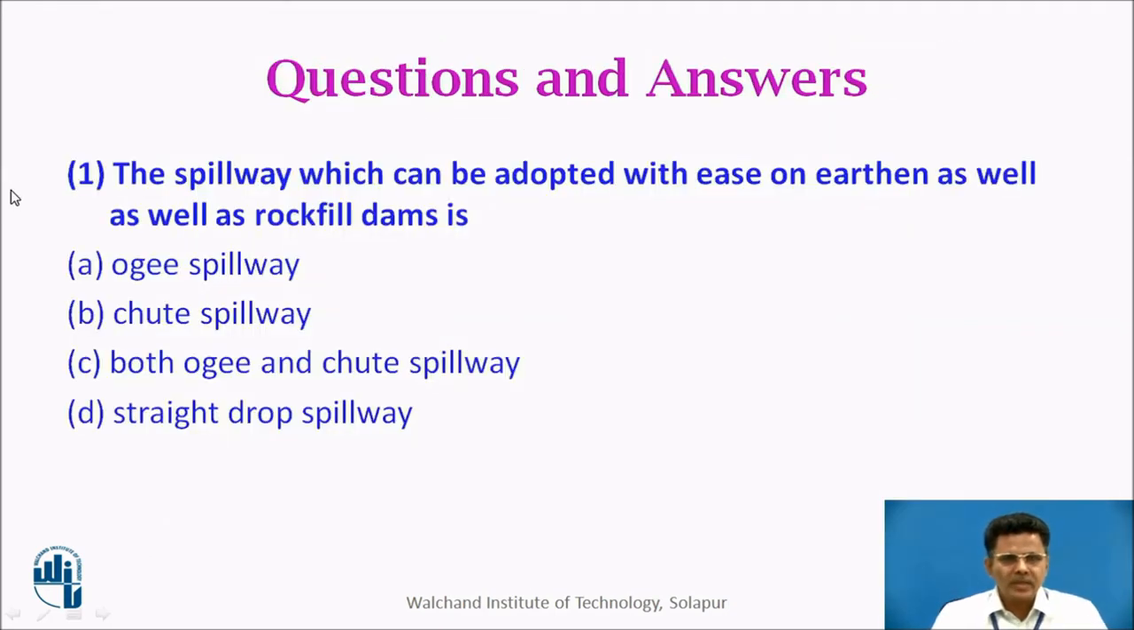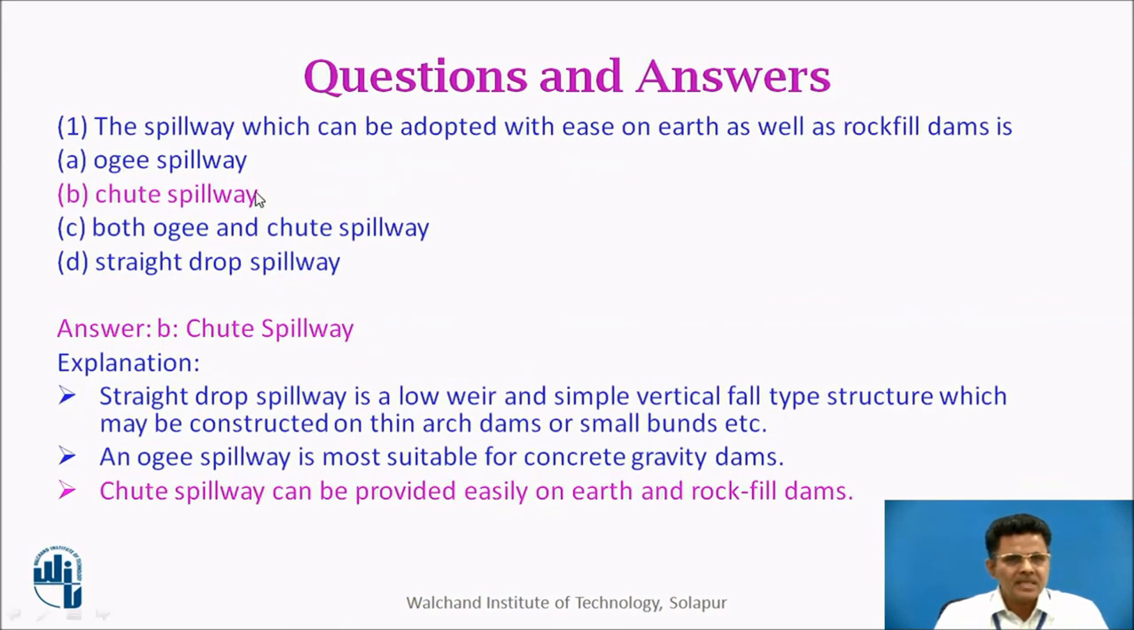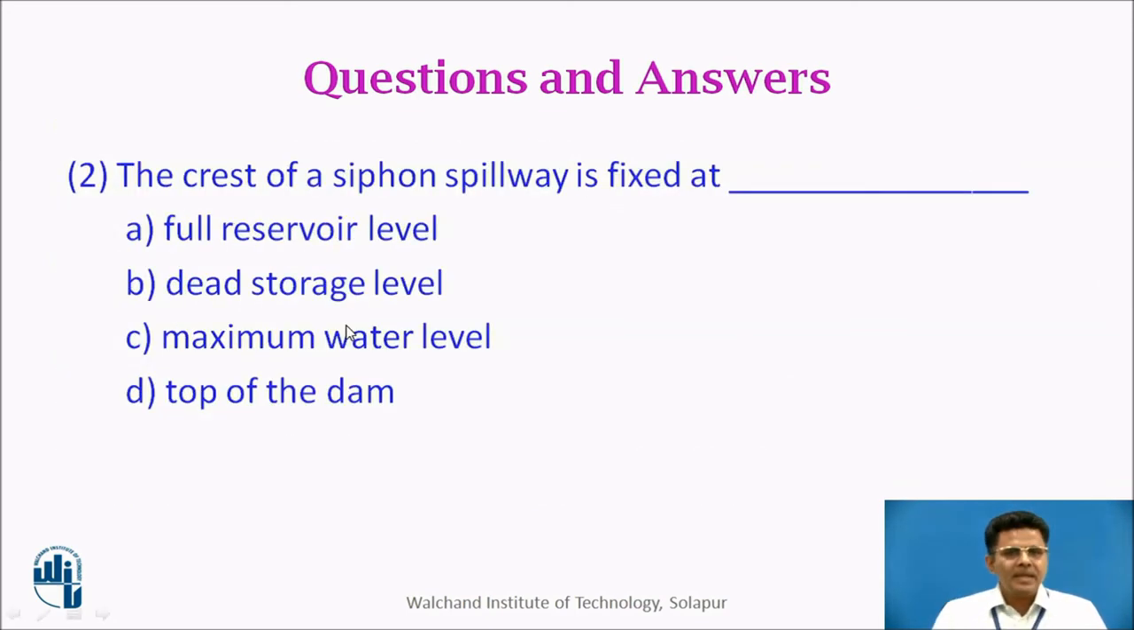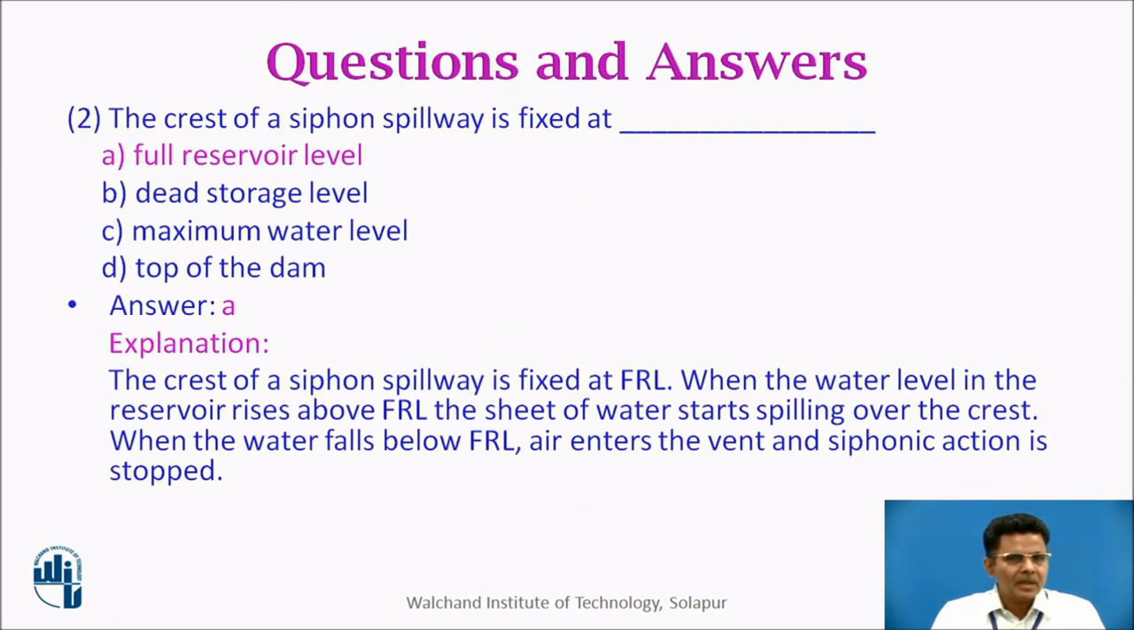So let us go for some question answers. The spillway which can be adopted with ease on earthen as well as rock-filled dams is Ogee, Chute, both Ogee and Chute, or straight drop spillway. Answer is a Chute spillway. The spillway which can be adopted with ease on earth as well as rock-filled dams is a Chute spillway. The crest of a siphon spillway is fixed at full reservoir level, dead storage level, maximum water level, or top of the dam. Answer: the crest of a siphon spillway is to be fixed at full reservoir level.